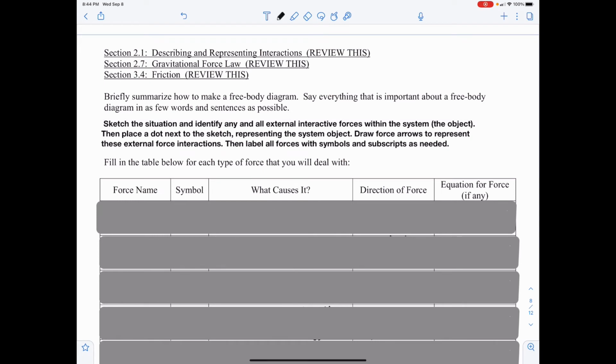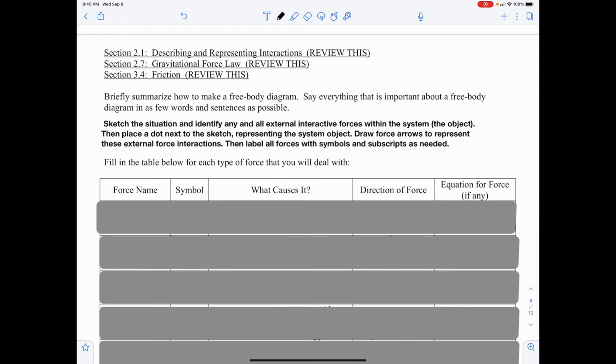Well, first we sketch a situation and identify any external forces acting on the system. When I say system, we're talking about the object, whatever the object in question is. Then we place a dot next to the sketch. So after we've sketched the forces acting on the object, we place a dot next to the sketch, and the dot represents that system or object.